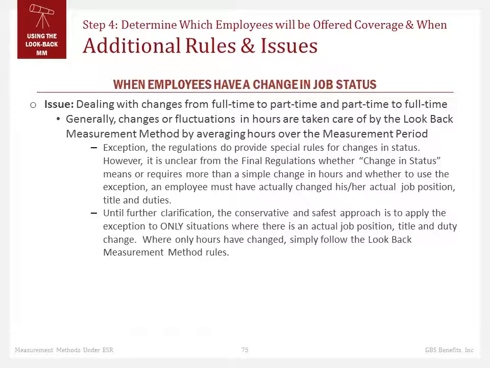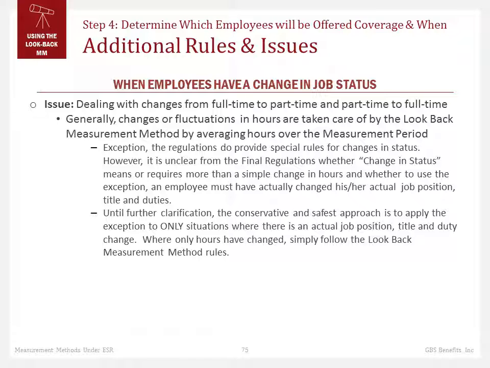If there is a change of hours, you just follow the normal look back measurement method rules. There's no exception, there's no special rule. However, if you have a situation in which an employee has an actual change in job status, meaning that they go from one type of job to another type of job, or they change officially from full-time to part-time, or part-time to full-time. And I don't mean it's somebody who's in a variable hour schedule and their hours are going up and down. No, that's just normal look-back stuff. But this is, if there's an actual official change.